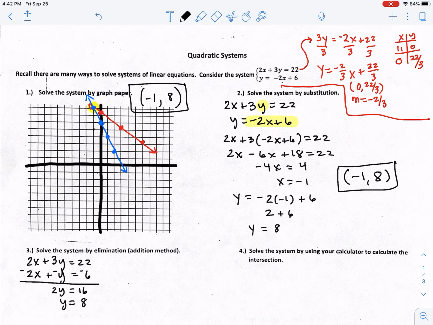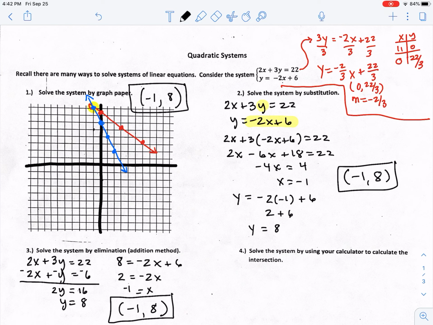Plugging it back into an equation, I'm going to choose one of the originals, the second one. 8 equals negative 2x plus 6. I'm going to subtract 6 from both sides and get 2. That means x is negative 1. So the solution is negative 1, 8. You'll notice, regardless of which option I choose, I'm always going to get the same solution. What it means is that when I plug in x equals negative 1 and y equals 8 into each equation, it makes both of them true.